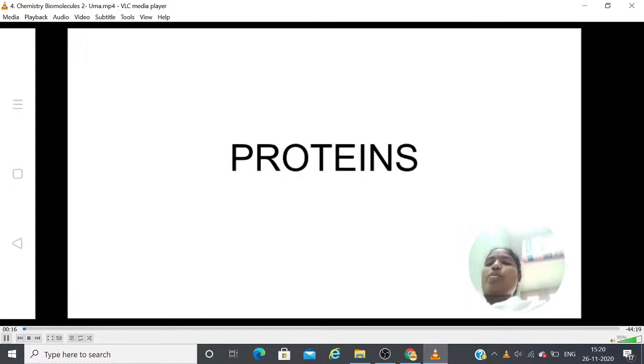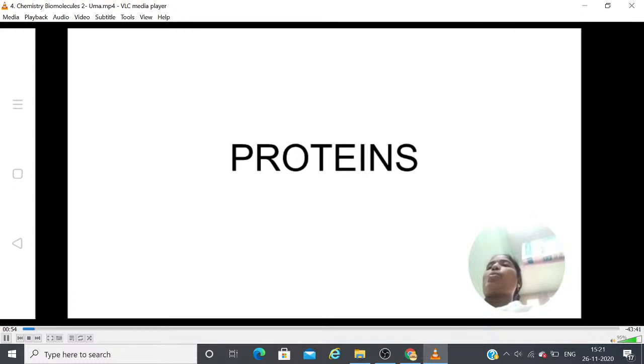The first topic is proteins. The word protein is derived from the Greek word proteos, which means primary or of prime importance. All proteins are polymers of alpha amino acids. Proteins are the most abundant biomolecules of the living system.